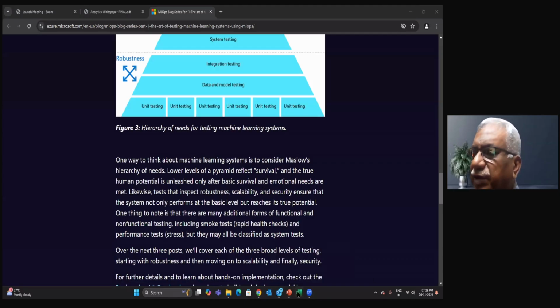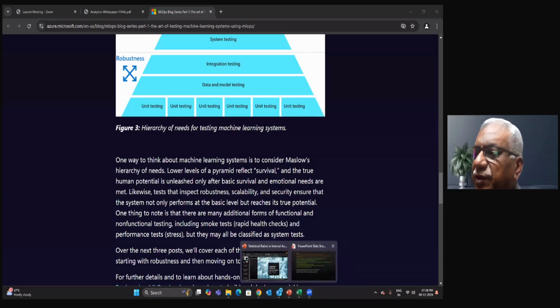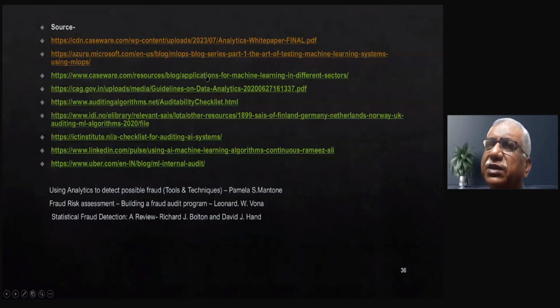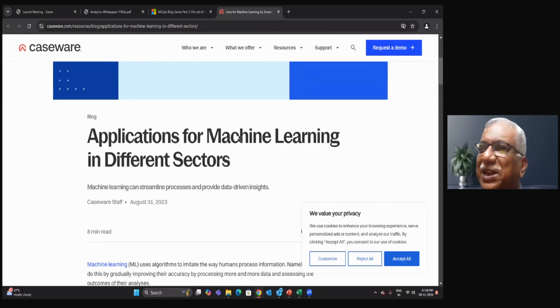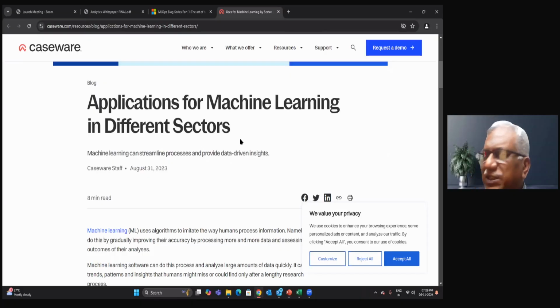Now going back to the next thing. You can also see why I took IDEA, because there was some training to be done on IDEA. So just pull the links out. You can use ACL, you can use anything, or you can just use auditing. There's no problem. Now this is machine learning in different sectors.